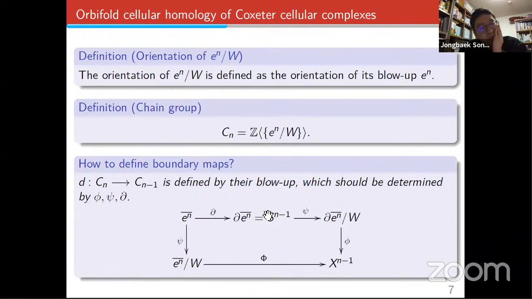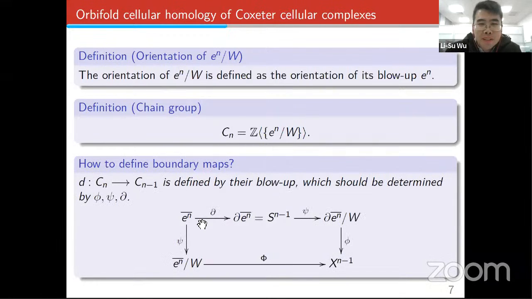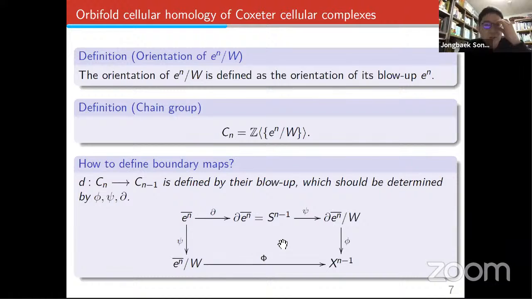So I use this to reflect the information of its quotient type. So we define the D by the blow up. That's the basic idea. Okay, I will think about it carefully again. Okay. Thank you.